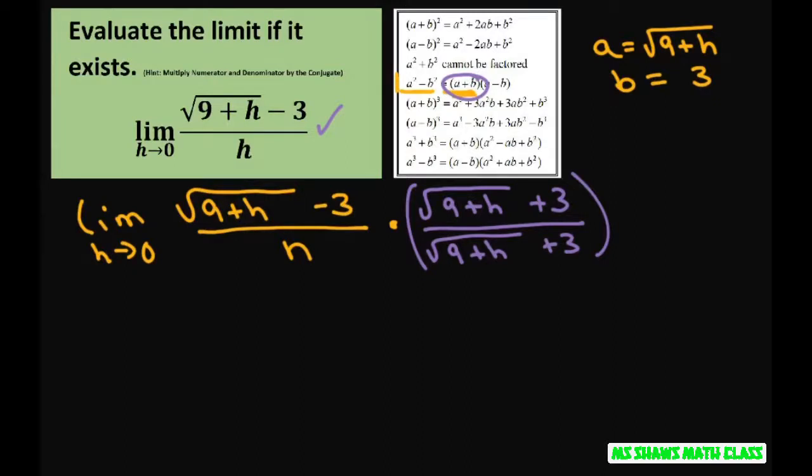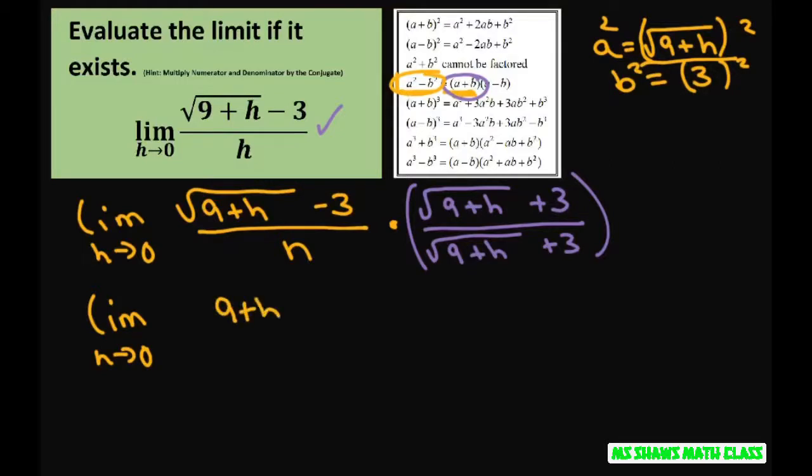Now, the numerator is pretty easy. So basically, we're just squaring both these numbers because we want it to look like this. You square those numbers to get your a squared and b squared. When you square this, you're just going to get 9 plus h. Then you write your minus, and you square your 3, and you get 9.